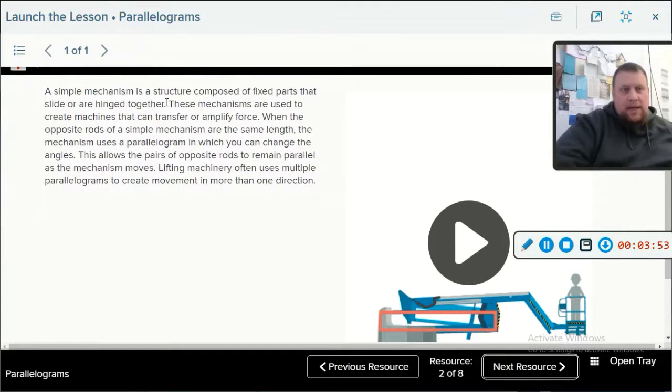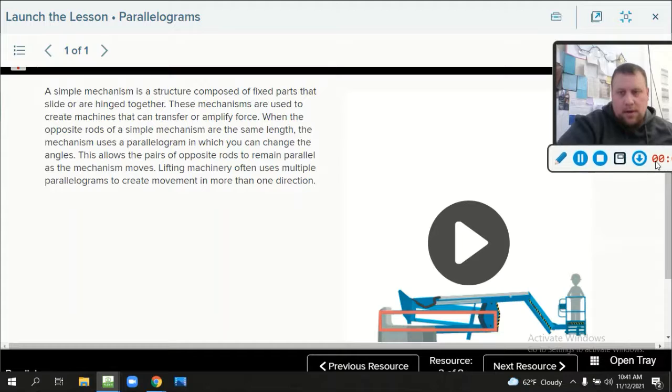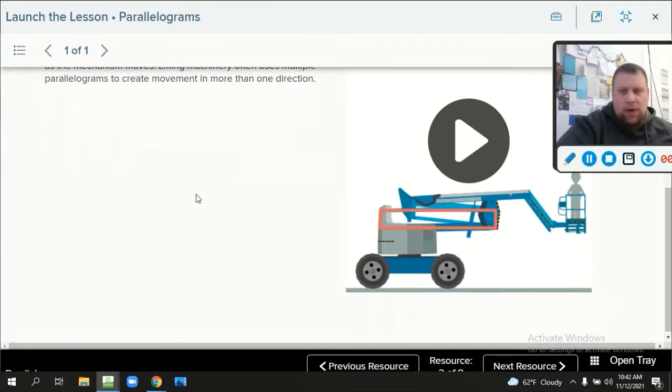A simple mechanism is a structure composed of fixed parts that slide or are hinged together. These mechanisms are used to create machines that can transfer or amplify force. When the opposite rods of a simple mechanism are the same length, the mechanisms use a parallelogram in which you can change the angles. This allows the pairs of opposite rods to remain parallel as the mechanism moves. Lifting machinery often uses multiple parallelograms to create movement in more than one direction.